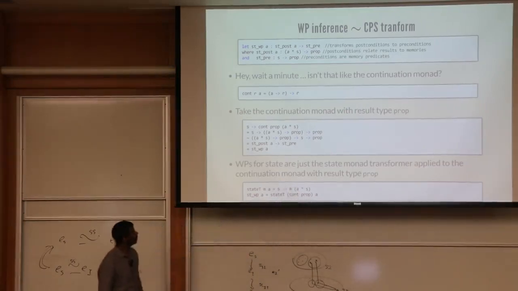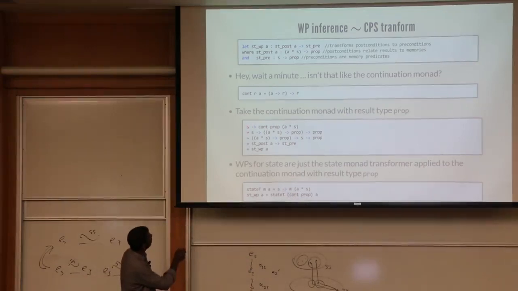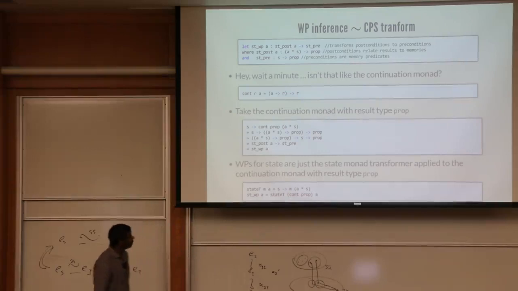And now this looks like that. This looks like S of the continuation monad applied to something. So this really is the state monad transformer applied to the continuation monad with result type prop. So the WP for a particular effect, say M, is really the M monad transformer applied to the continuation monad.